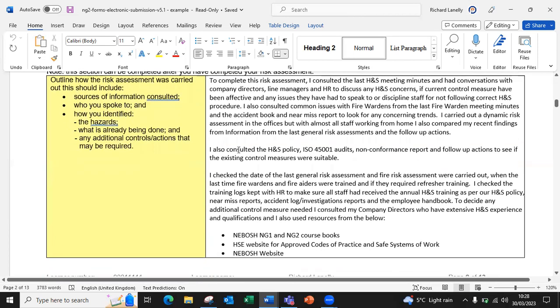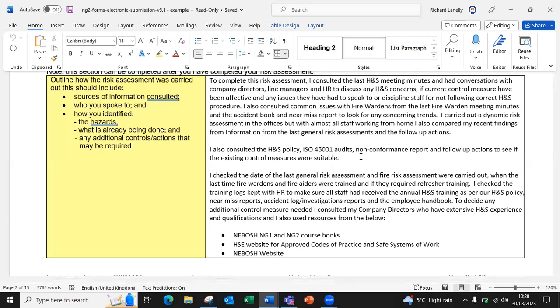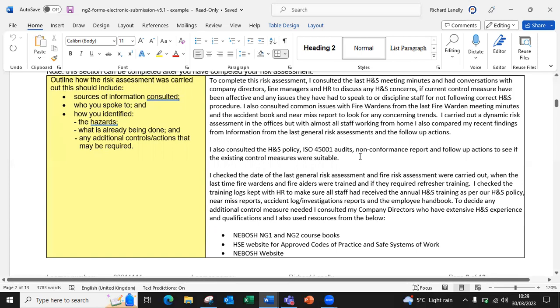Consulted the health and safety policy, 45,001 audits, non-conformance reports to see if existing measures are suitable. So basically, we're looking at what we say we're doing, and actually, are we doing that by looking at all this information? So if it says in the policy and the audits that we do one thing, but then the accident records show that we've had loads of accidents attributed to something that we think's fully controlled, then it's not, is it? So that's what we're looking at.